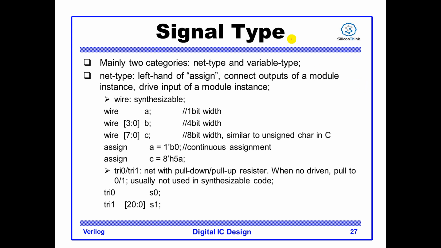Okay, for signal types, now you have to declare signals. We have learned this before. There are two categories of signal type: native type and variable type. So for native type, you have learned it has 3 usages.